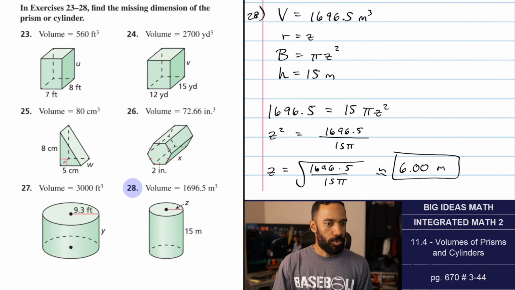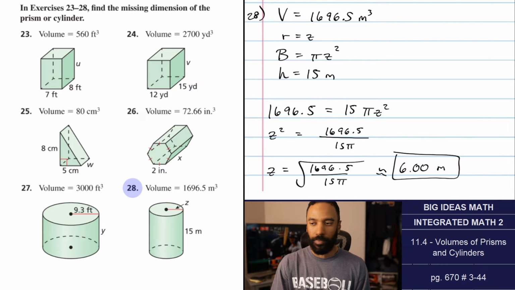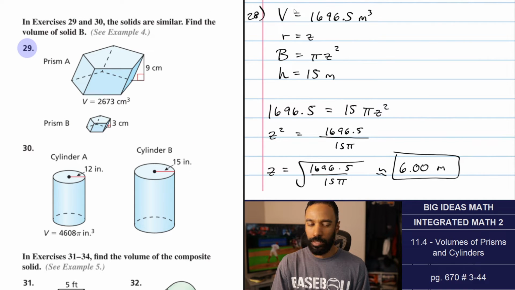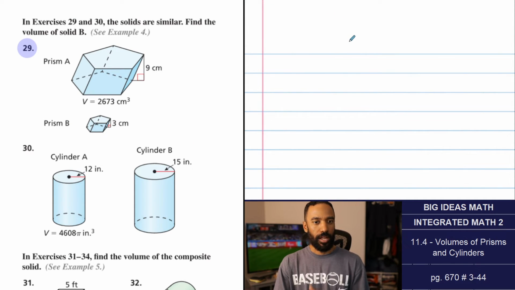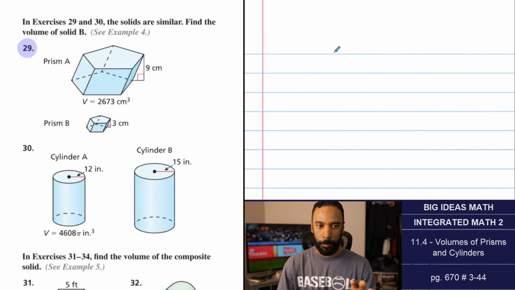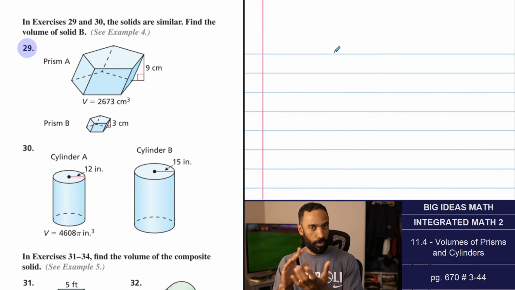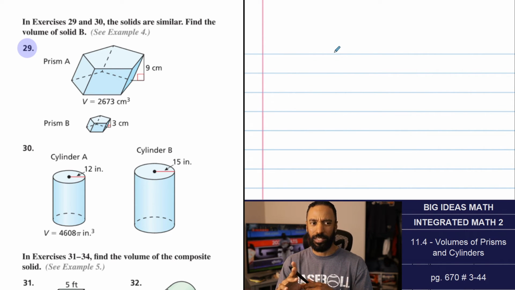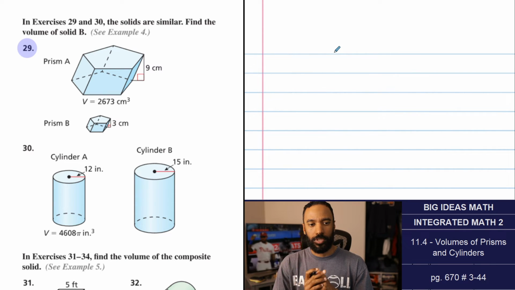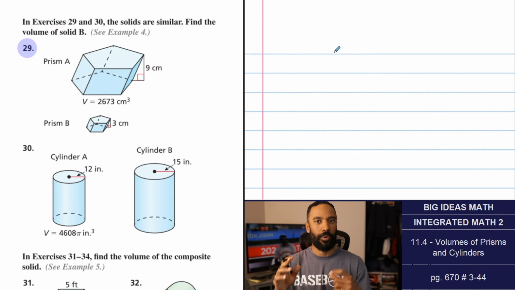Okay, so we finished 28. Let's move on. Numbers 29 and 30, the solids are similar. Find the volume of solid B. So we don't actually need to find the solid through calculations of the area, all that kind of stuff. It's a pentagon, and we don't have to do all that. All we have to do is compare the ratios of corresponding parts.